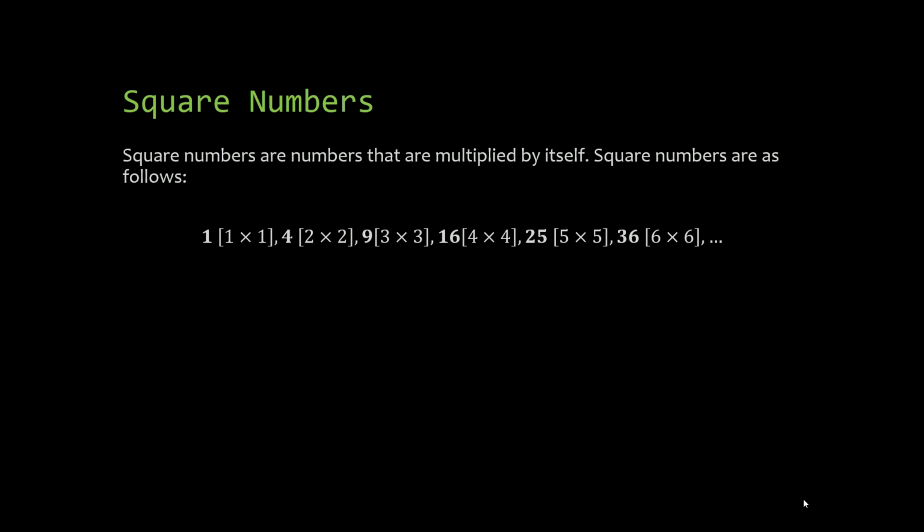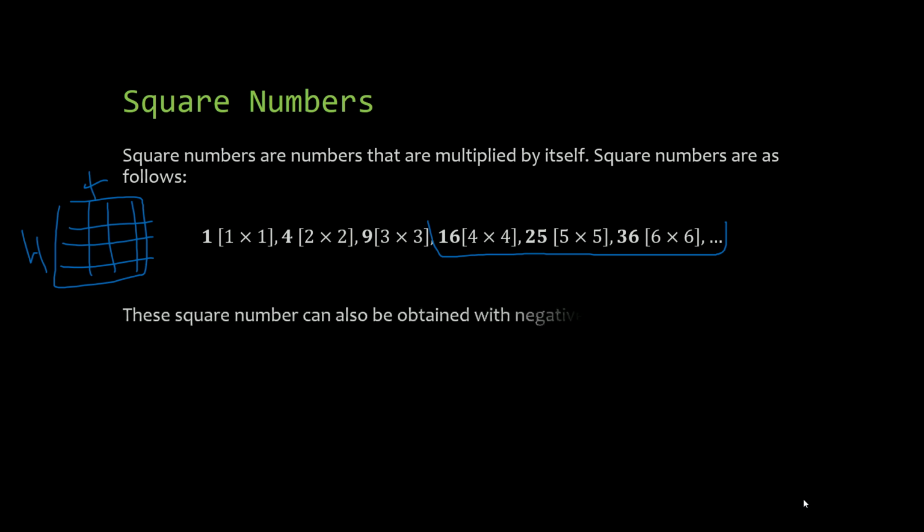And if we kept drawing squares, we would notice that the next 3 square numbers we will encounter are at 16 squares, 25 squares, and 36 squares. 16 squares just simply means that we have a square that has a height of 4 and a width of 4. Similarly for 25 and 36.